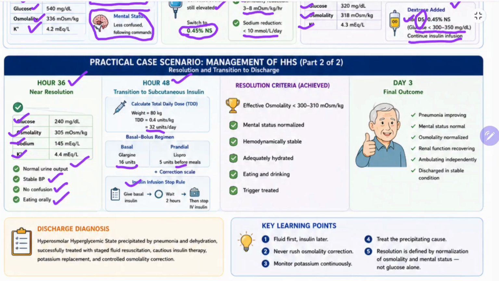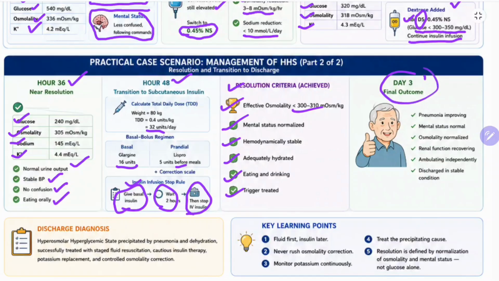Insulin infusion stop rule: give basal insulin, and after 2 hours you can stop IV insulin. That is the thing. Resolution criteria: effective osmolality should be less than 310, which is achieved here, 305. So osmolality should fall to less than 300 to 310. Mental status should normalize. Patient should be hemodynamically stable, adequately hydrated, eating and drinking. Trigger treated. Day 3, final outcome.